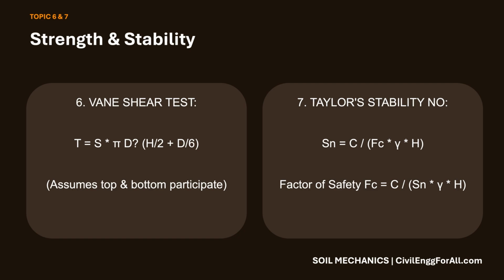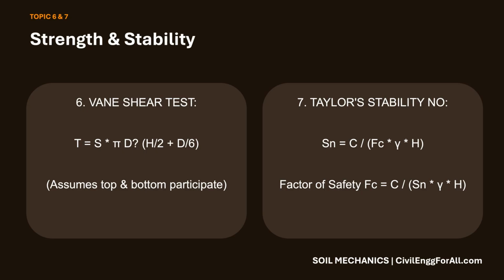Topic number 6 and 7. Shear strength and slopes. For soft sensitive clays, we use the vane shear test. The shear strength, s, is calculated using the torque, s equals T divided by pi into d squared, multiplied by h by 2 plus d by 6. This formula assumes both the top and bottom of the vane are resisting the soil. If only the bottom participates, the d by 6 term becomes d by 12.